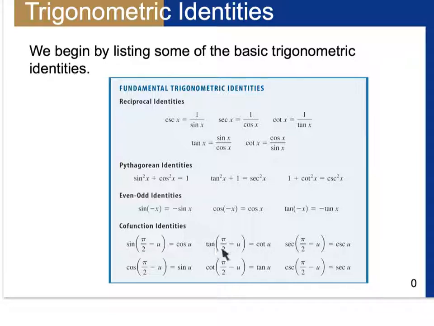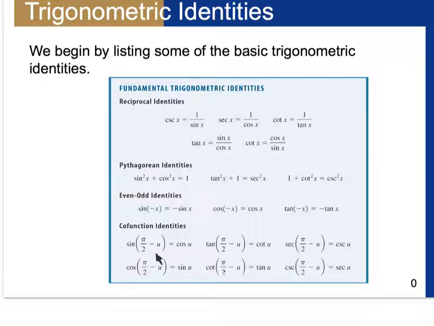So if you go from tangent to cotangent, tangent of pi over 2 minus the angle equals cotangent of the angle, angle being u. And then we can do the same thing with cotangent. So cotangent of pi over 2 minus u equals tangent of u. And we could also say 90 degrees here as well, right? And then from secant to cosecant, same deal. Secant of pi over 2 minus u equals cosecant of u. And cosecant of pi over 2 minus u equals secant of u.